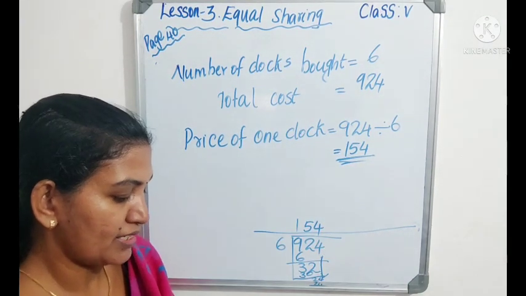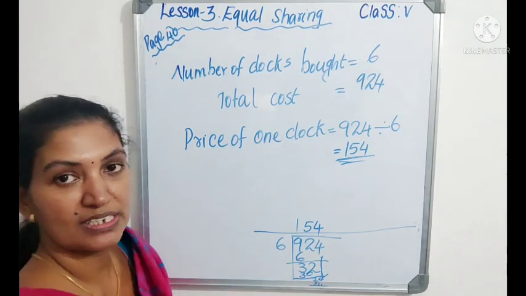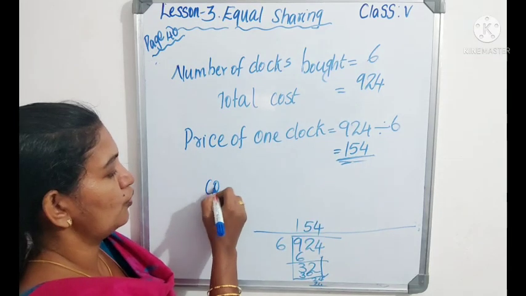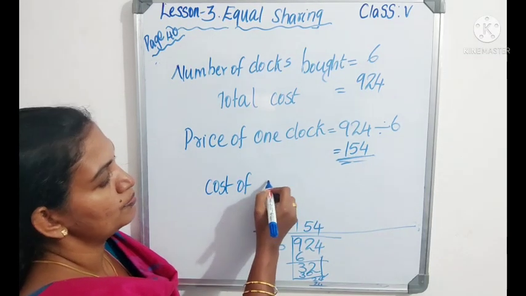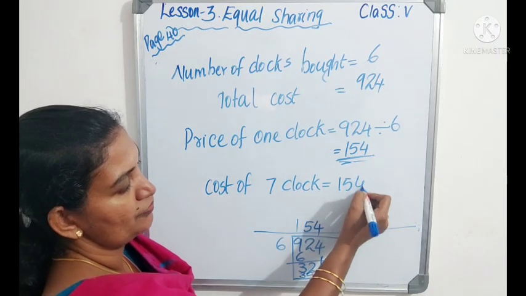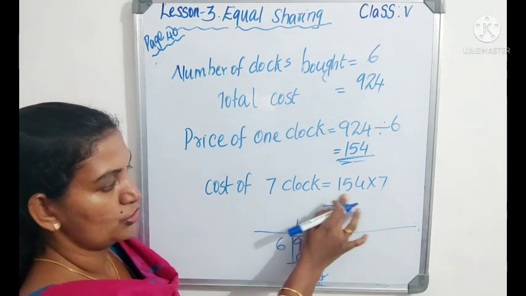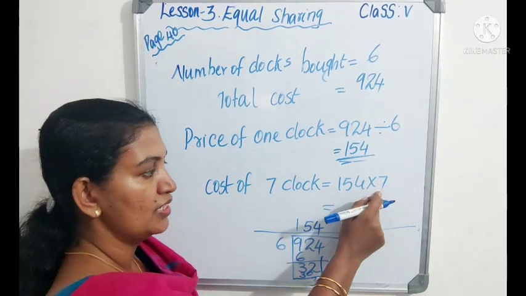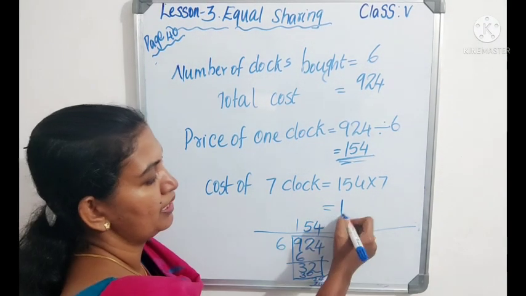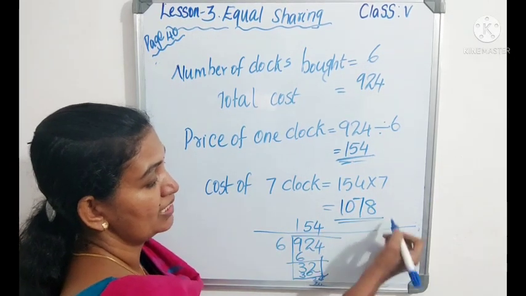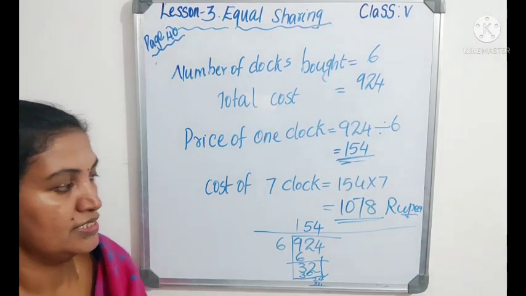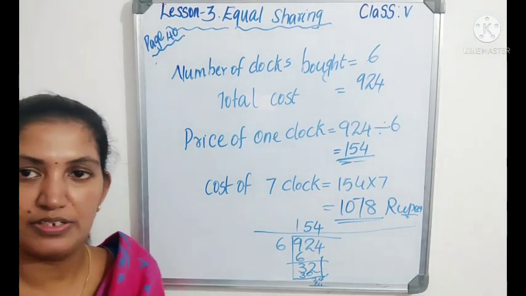The school wants to buy 7 more such clocks. So the cost of 1 clock is 154. So the cost of 7 clocks is equal to 154 into 7. Cost of 1 clock is 154 and the number of clocks is 7. So multiply 154 and 7. If you multiply, then we will get 1078. So the cost of 7 clocks is equal to 1078 rupees.